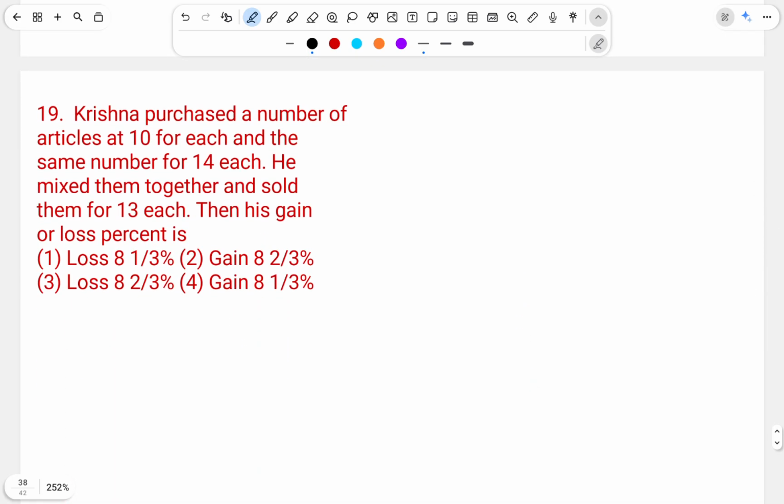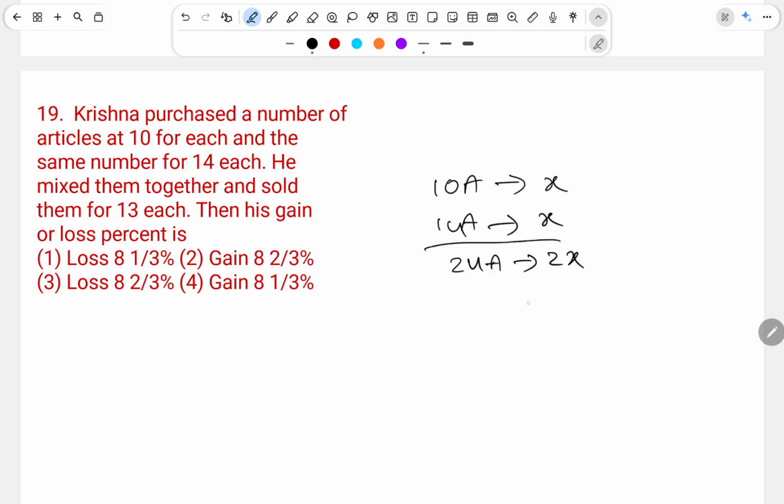Krishna purchased a number of articles at 10 for each and the same number for 14. He purchased 10 articles, we don't know, at X rupees, and again 14 articles at X rupees. He mixed them, so 24 articles at 2x rupees and sold them for 13 each. One second, what we assumed is wrong.